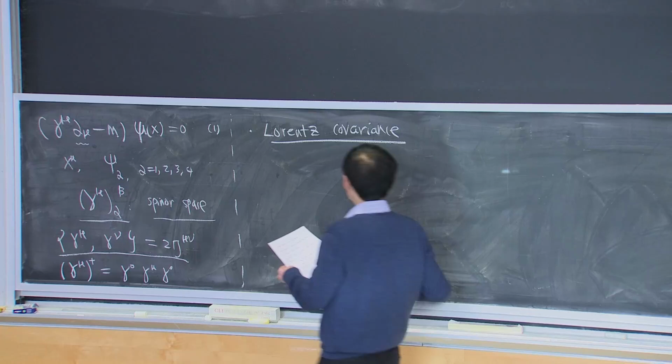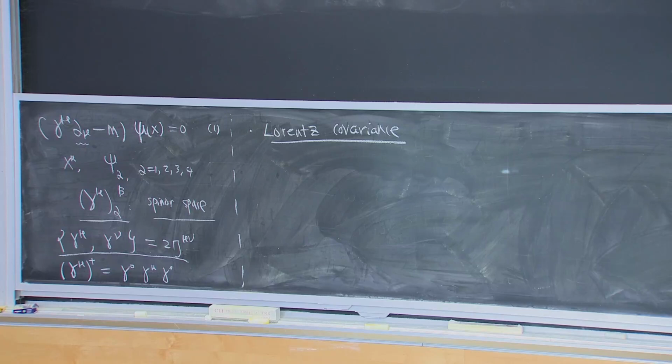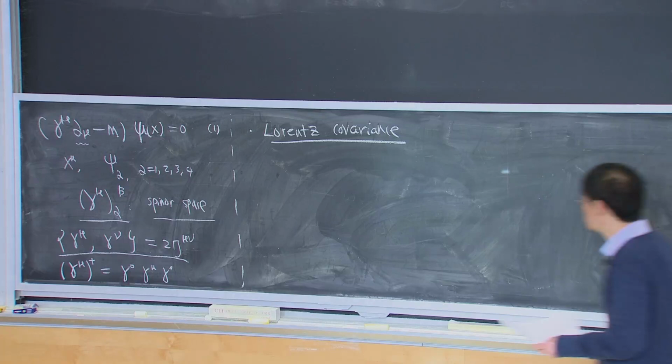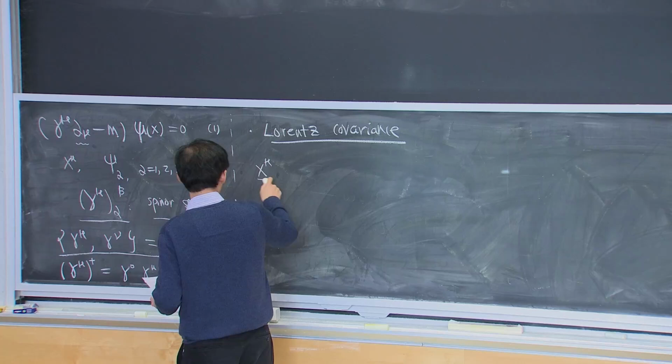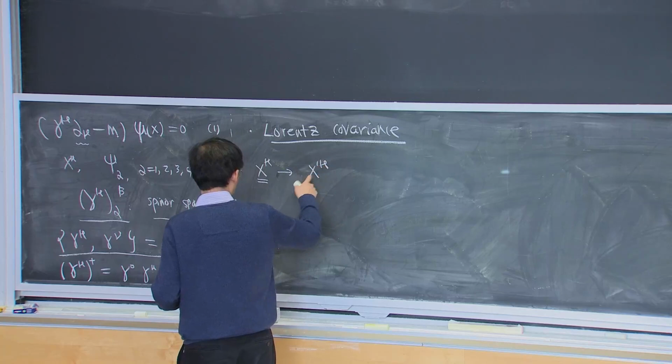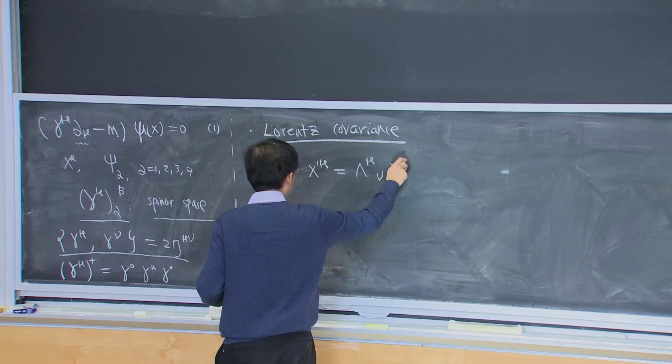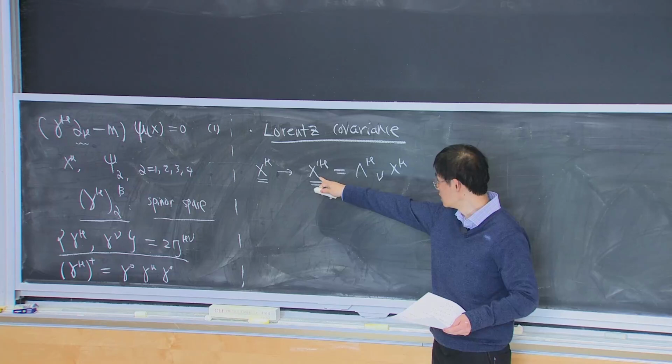So Lorentz covariance means that the equation looks the same in all Lorentz frames, okay? So when you make a Lorentz transformation, imagine you go to another frame. You start with your frame defined by this x^μ, and now you go to another frame by making a Lorentz transformation. Lorentz covariance means your equation, when written in this frame in terms of x'^μ, has the same form.